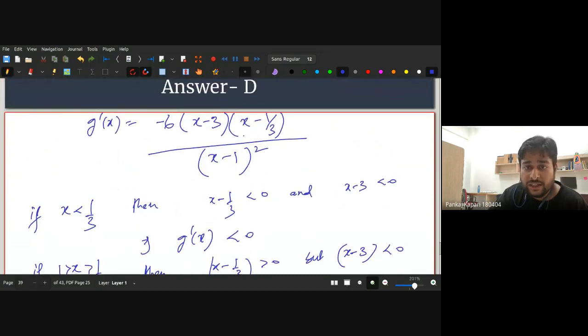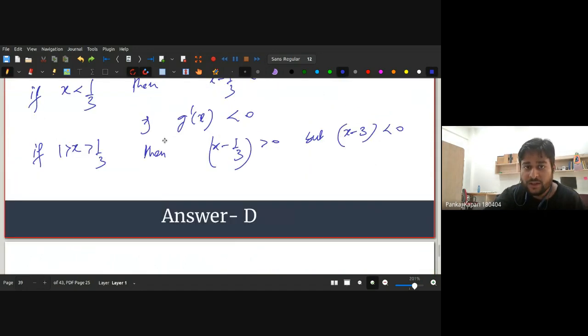So x minus 1/3 is positive, but x minus 3 is negative. So we have that this part is positive, this part is negative, and we have a minus 6 outside. That means we have two negative signs in the numerator. That will make everything positive, right? So this implies that g prime x is positive.